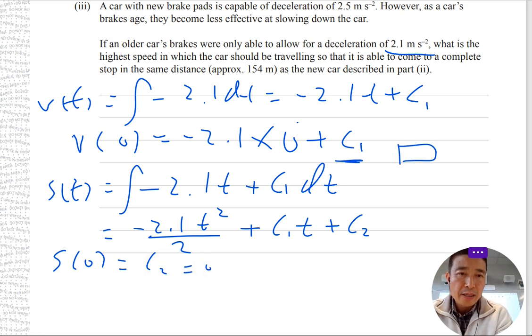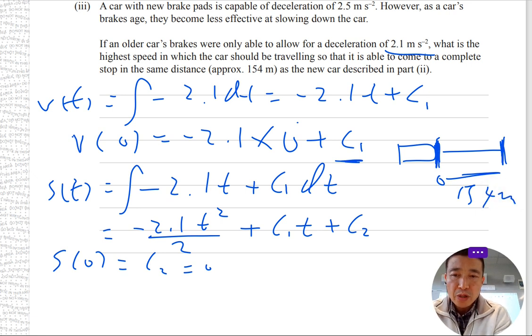Because the car applied the brake and then it halts, it stops here. So this is a reference point. We have to say the distance is 0, and up till here is 154 meters. That's what it means. So C2 is 0. So if I write S of t again, minus 2.1 t squared over 2 plus C1 t.